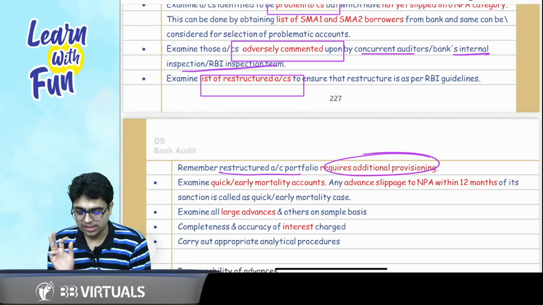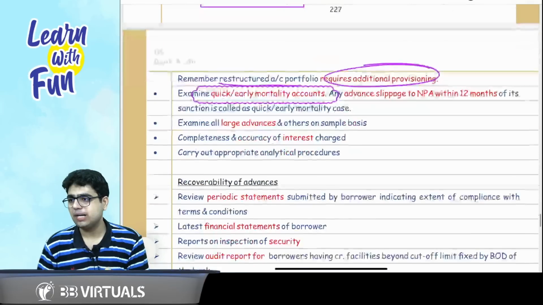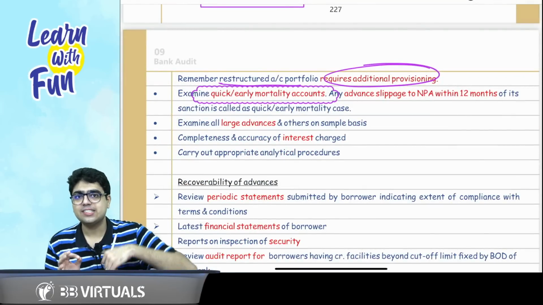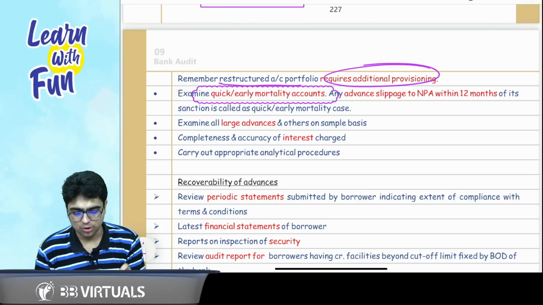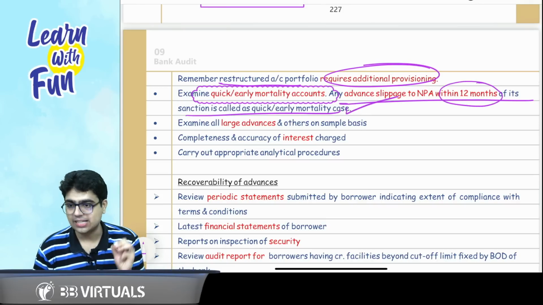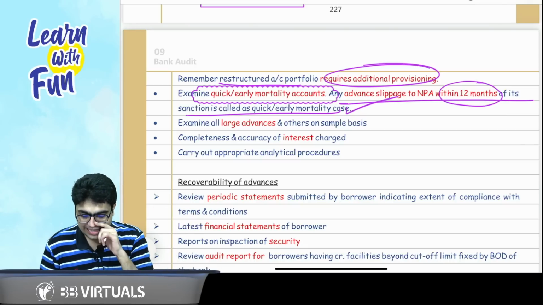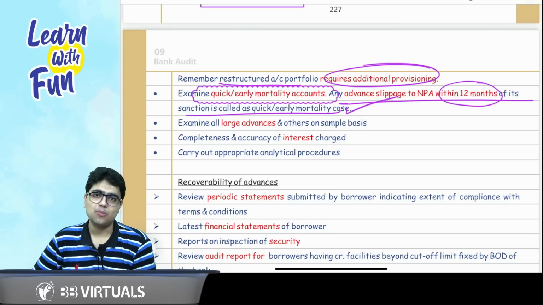And the last point is quick or early mortality accounts. What do you mean by quick and early mortality accounts? These are the accounts which have slipped into NPA within a period of 12 months of their account opening. Any advance slipping to NPA within 12 months of the sanction is called a quick mortality account. Basically, the account went bad quickly, it died early, so I called them quick mortality accounts.